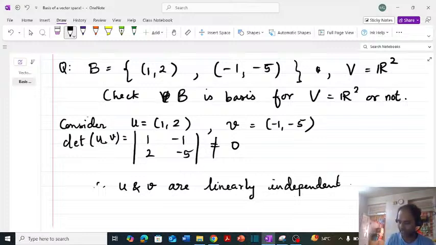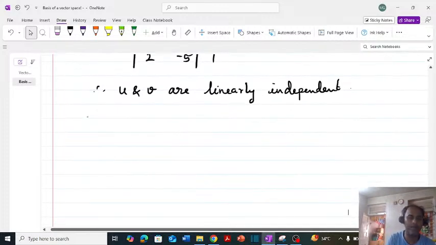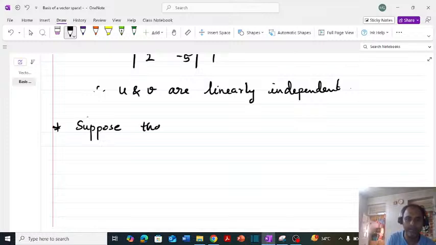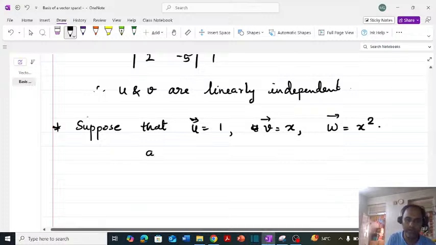Now another thing that is important comes here. Suppose you are given u equal to 1, v equal to x, and w equal to x square. These are the three vectors given to you.